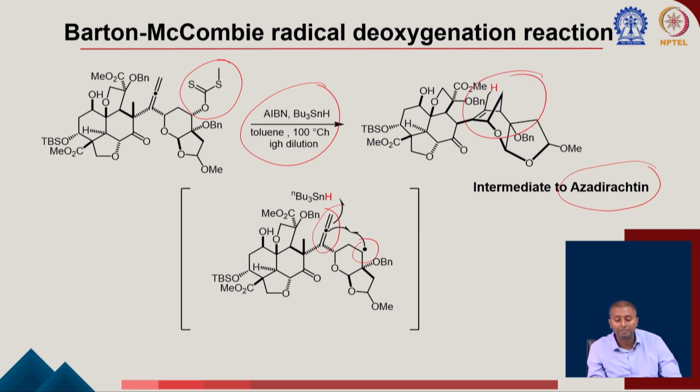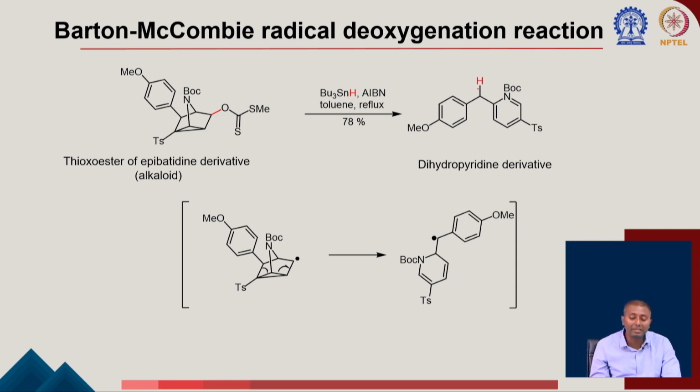Okay. So there is another very interesting example of this Barton-McCombie radical deoxygenation reaction. Again you can see first this thioxoester is formed from the corresponding alcohol, and now under this Barton-McCombie condition, first it forms this radical. Once it forms this radical, you can see there is a cyclopropane ring here.